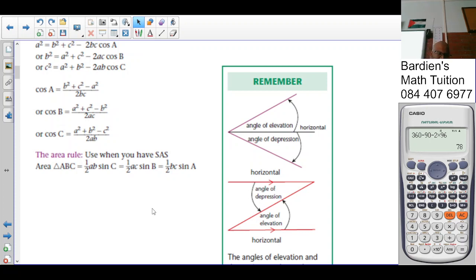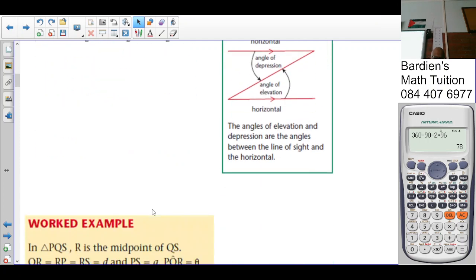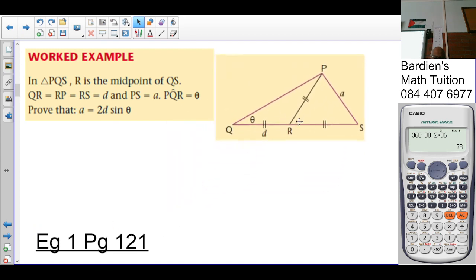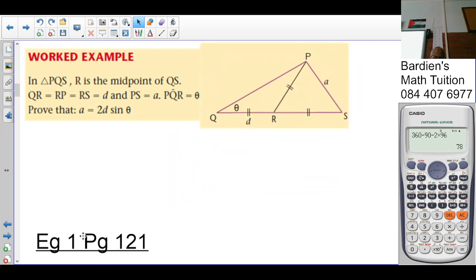Okay? The area rule, in a non-right angle triangle, is going to be a half ab sine C, depending on which angle is known. For the area rule, it will be 2 sides and an included angle. Now we have example 1 on page 212.